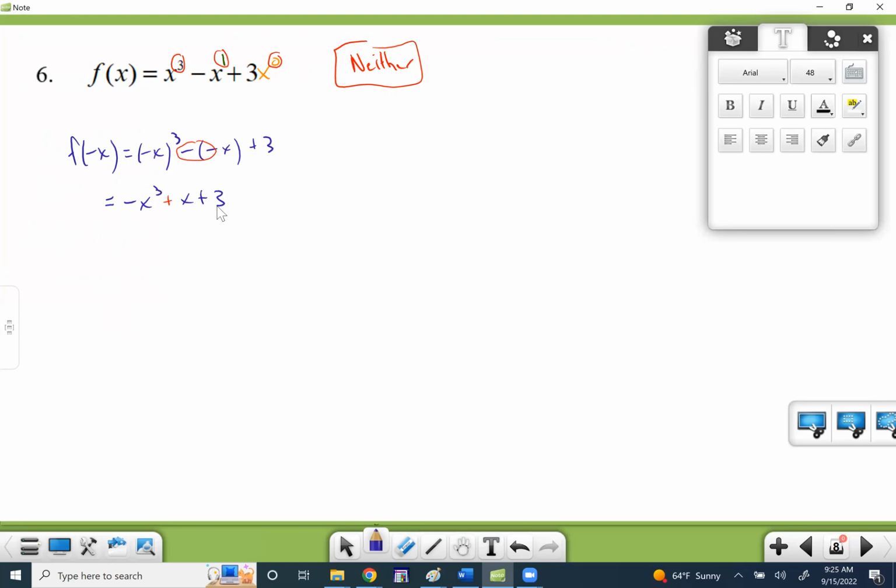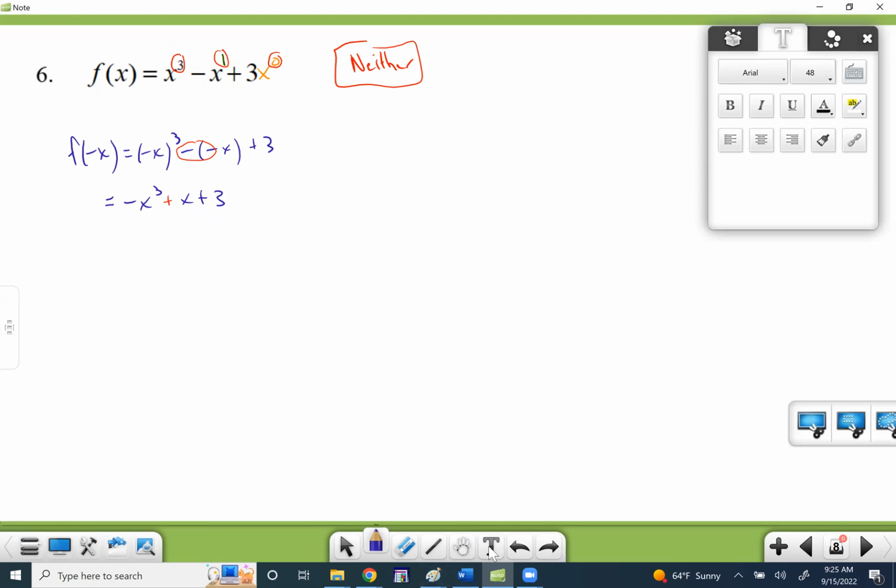So when we look at this, it is not exactly the opposite of the original. I have a negative in front of the x cubed, and this one doesn't. So maybe it's the opposite. Let's see. This one's the opposite sign of that one. Okay, so it's looking good so far for being opposites. But then the back ends are both +3s. So it isn't exactly the opposite of the original. So this one's going to be a neither.